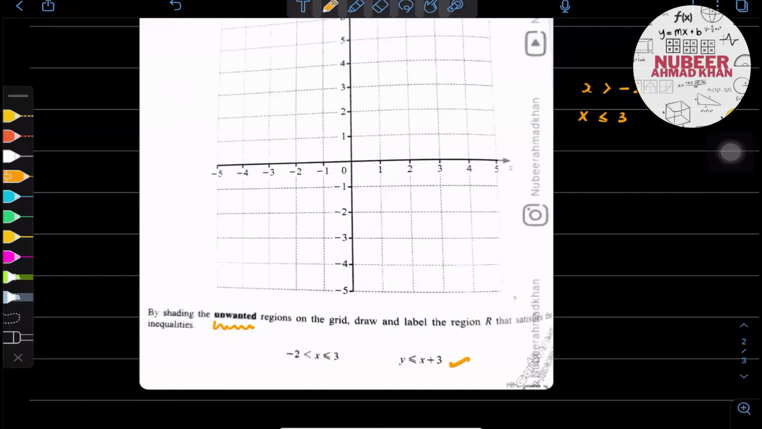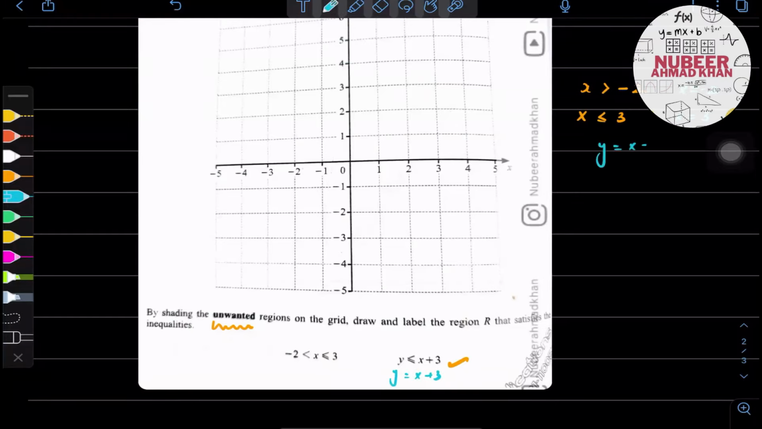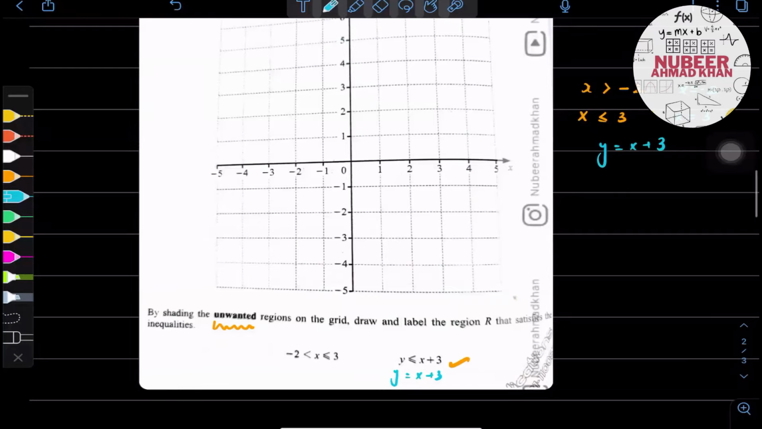Then we'll make it equal to all of the signs of inequality. So x equals to minus 2, and then x equals to 3. And the last one is y is equals to x plus 3. Y is equals to x plus 3. Now what? Then we make a table and we put some values of x. Okay, into which equation? First, second, or third? Third. Or equation for all of them?